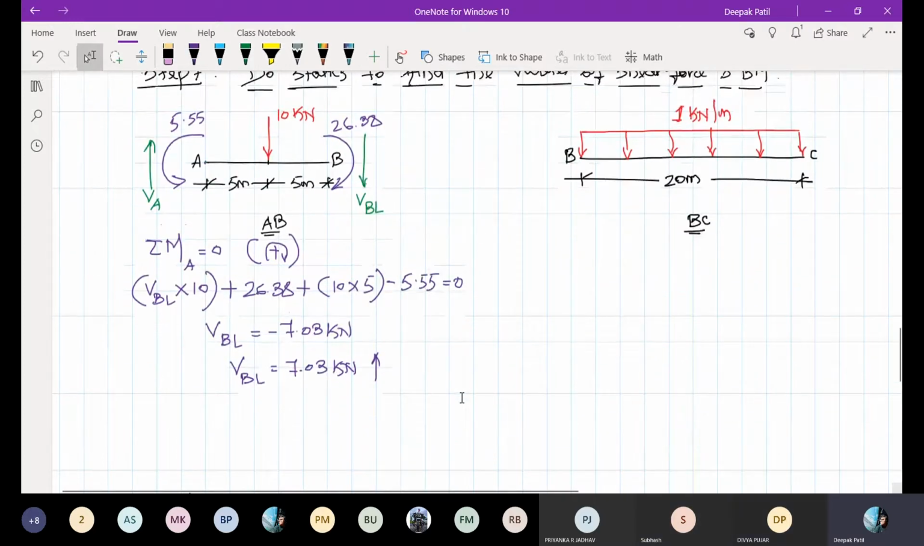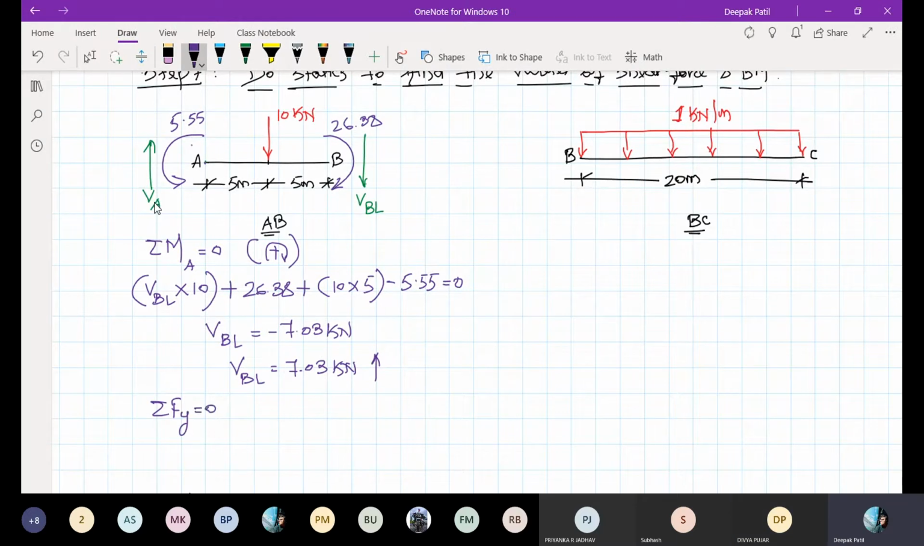Yes, sir. VBL I have found out. What about VA? VA also I have to find out. So what equilibrium equation can I use to find VA? Summation of Fy is equal to 0. Yes, summation of Fy equal to 0, and my sign convention is all the upward forces are positive. So let me come from this point only. VA is upwards, so I will write it as VA.